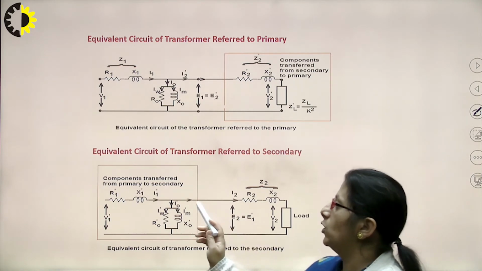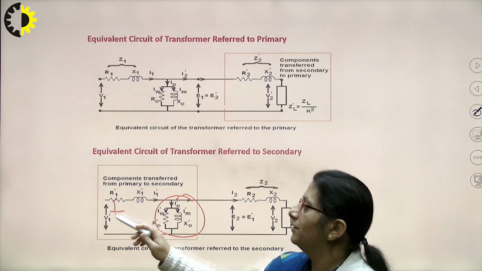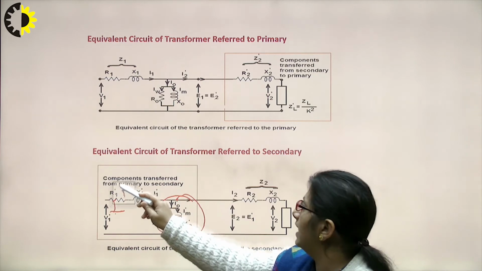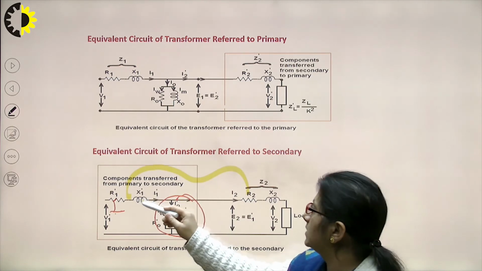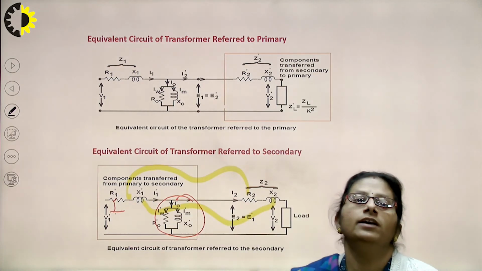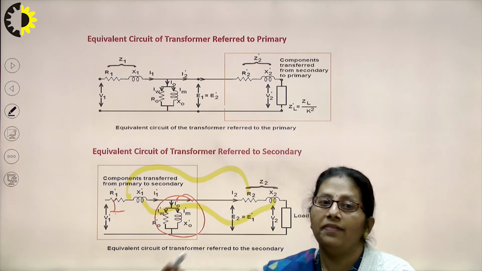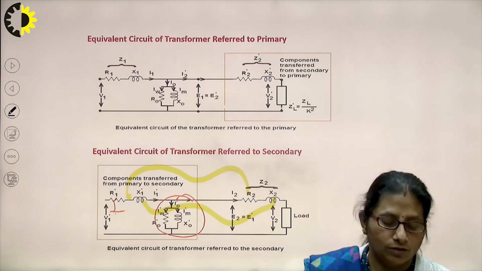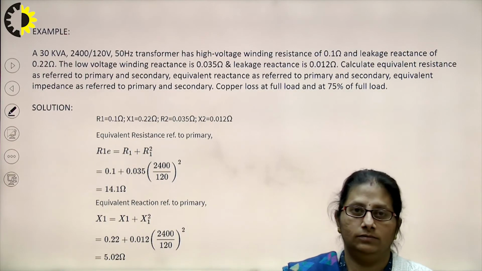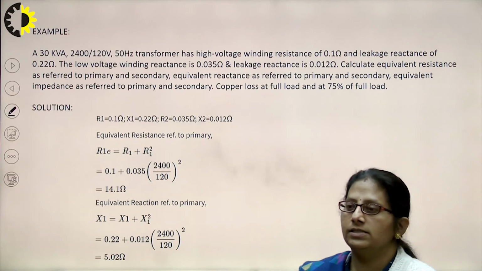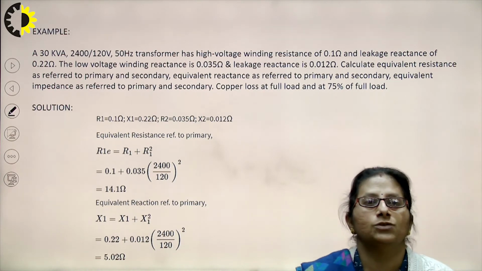In this case, once again, if I deliberately make an error and shift this no load circuit towards this side, I can again combine R1 dash and R2. Similarly, I can combine X1 dash and X2, so that I can have the equivalent resistance referred to secondary, equivalent reactance referred to secondary, and thereby equivalent impedance referred to secondary. So, based upon what we have done till now, likewise for equivalent resistance, reactance and impedance of the transformer, a numerical is there, so let's go for it.